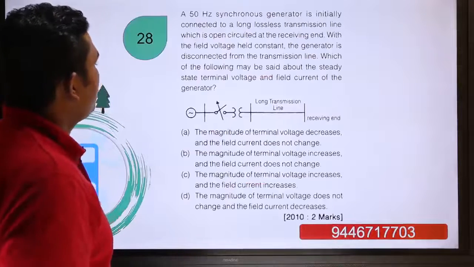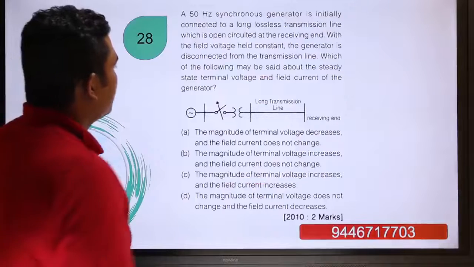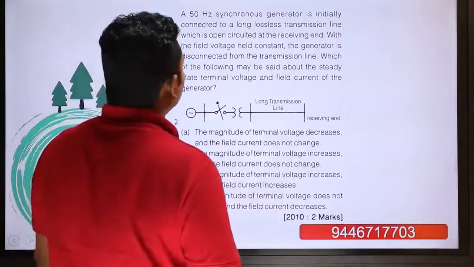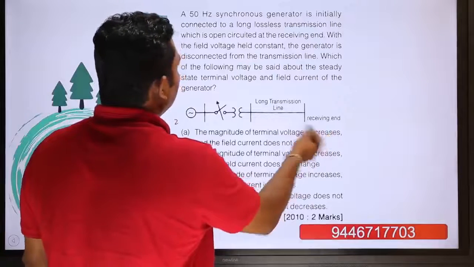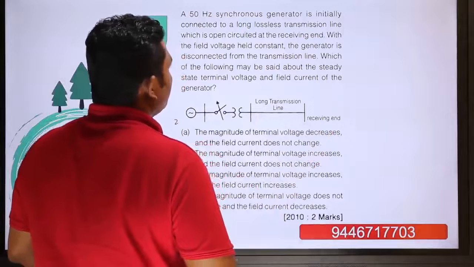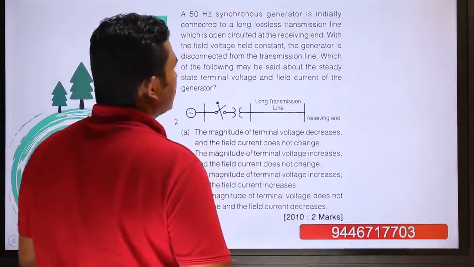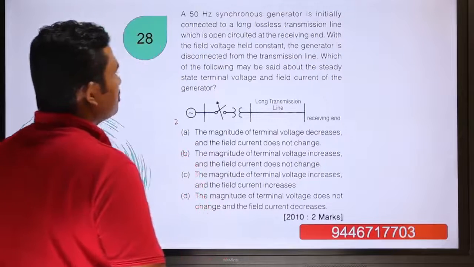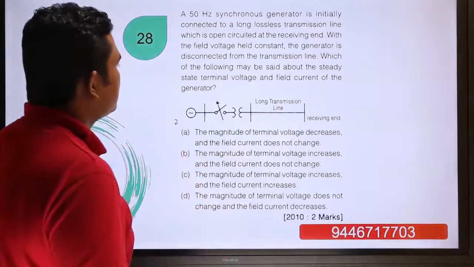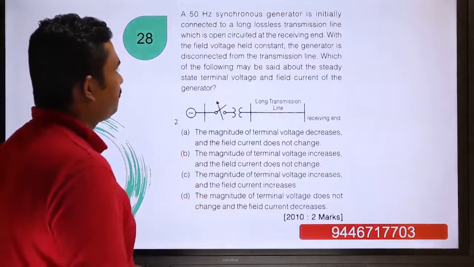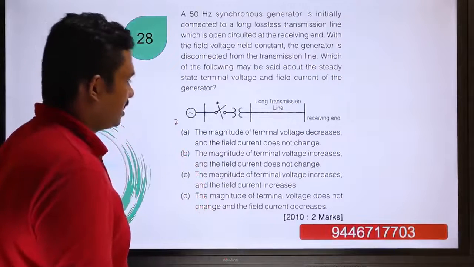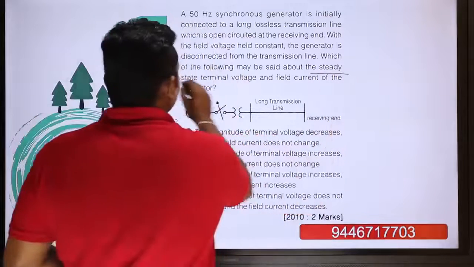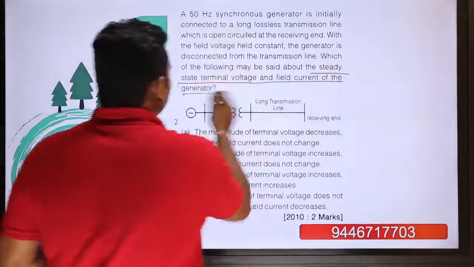Moving into question number 28. A 50 Hz synchronous generator is initially connected to a long lossless transmission line which is open circuited at the receiving end. With the field voltage held constant, the generator is disconnected from the transmission line. Which of the following may be said about the steady state terminal voltage and field current of the generator? So we will have to check for the steady state terminal voltage of the generator and also the field current of the generator.